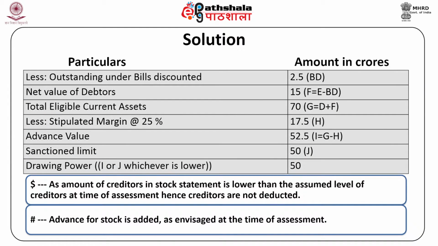Less outstanding under bills discounted is 2.5 crore. So net value of debtors is 15. Total eligible current assets are 70 crores. Less stipulated margin at 25% is 17.5. Advance value 52.5. Sanction limit 50. So the drawing power is I or J, whichever is lower, that is 50 crores.